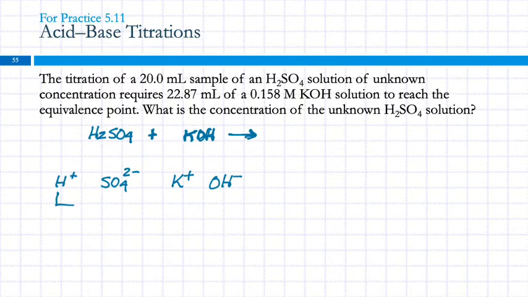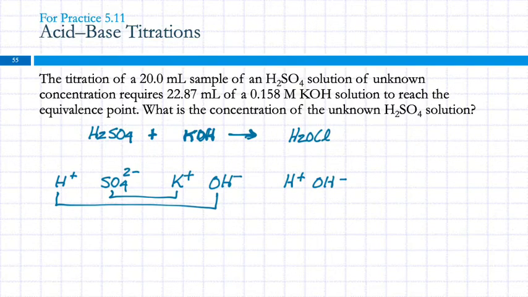And to predict the products, I'm going to swap partners. So I'm going to get H plus and OH minus, which I should recognize as water. And I'm going to get K plus and SO4 2 minus. And to make a neutral compound out of that, I need 2 potassiums for every sulfate. We're a lot less concerned with whether things are soluble or insoluble here because they're almost always going to be soluble. So any questions about how I predicted the products?